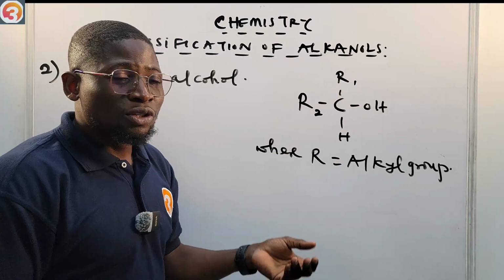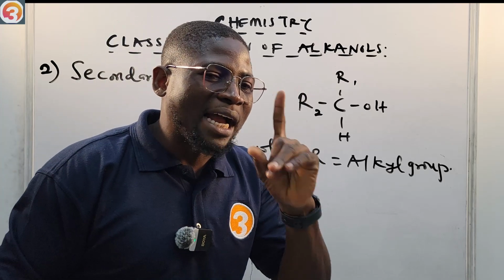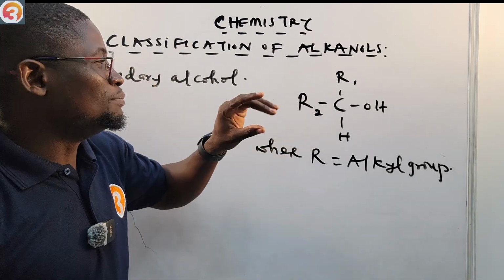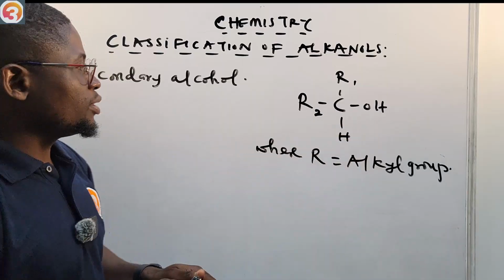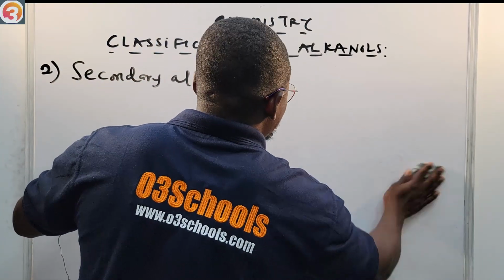It does not matter. They may be the same, they may be different, but you must have 2 alkyl groups directly bonded to the carbon atom that is bearing the OH group. Let us see an example of a secondary alkanol.